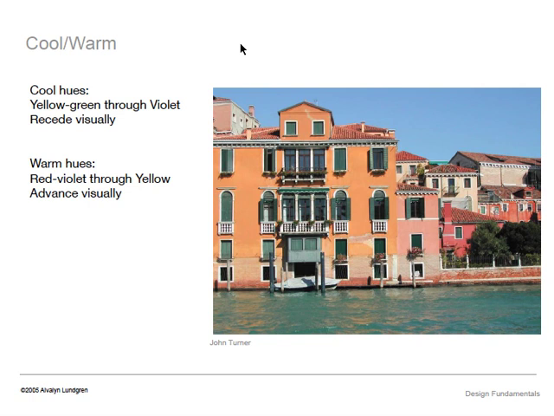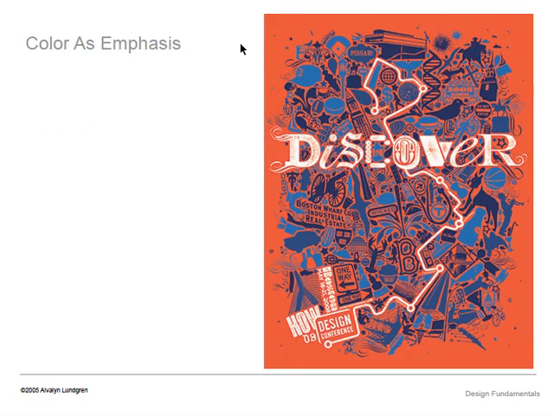So if in a photograph or looking out the window your eye goes to something, you notice it first. That's because it's going to be advancing because of warmth or coolness, or it's going to be pulling out of the background very distinctly. We use color to emphasize.